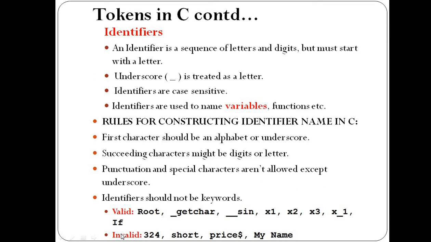But what is invalid? 3to4 is invalid. Price$ is invalid. My name, with a space, is invalid. Short is invalid. Because other than underscore, we cannot use any other symbol. We cannot use only digits for a name. And for giving a name, we cannot put a space between the characters. So these are the invalid identifiers.